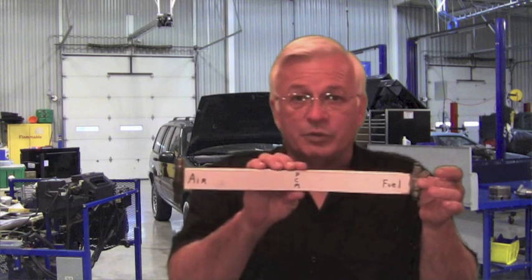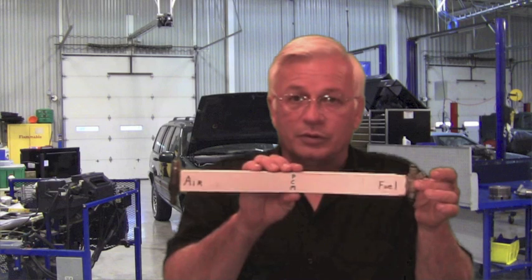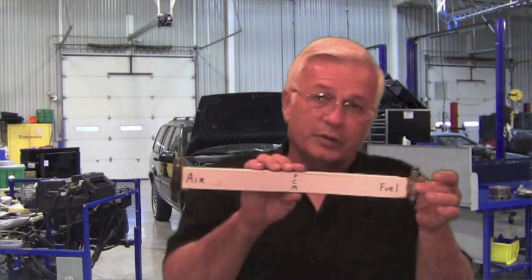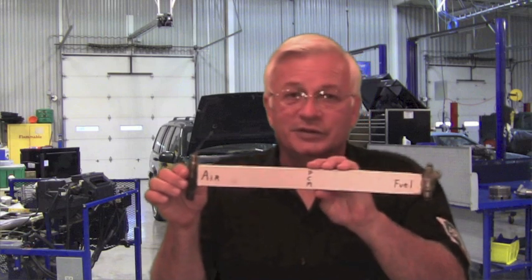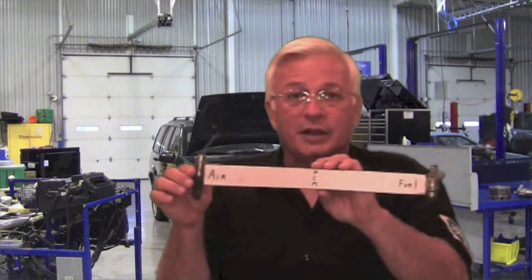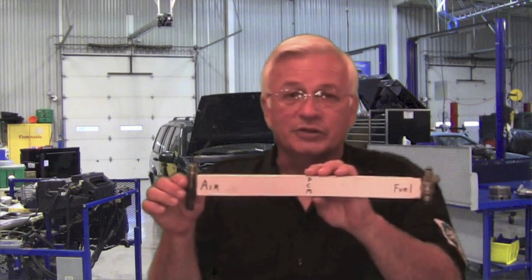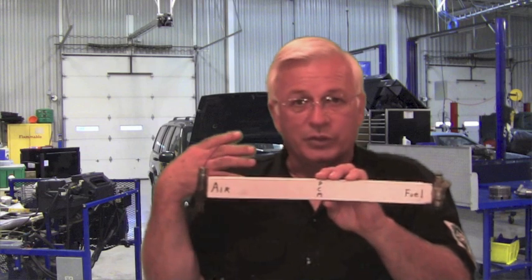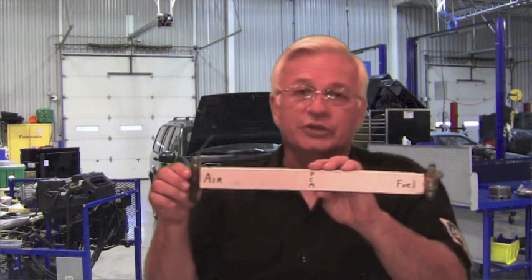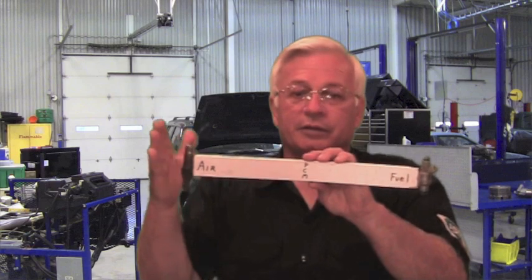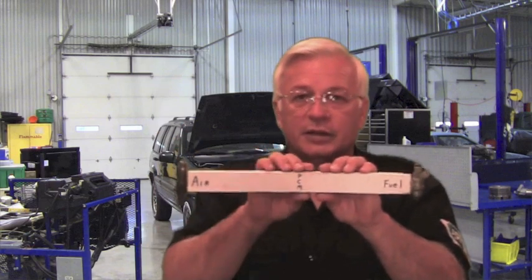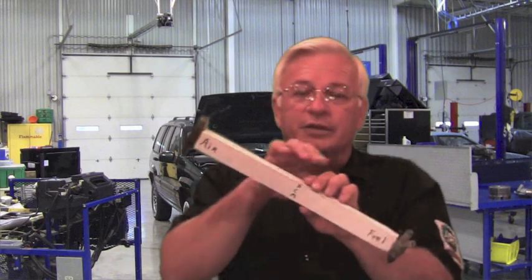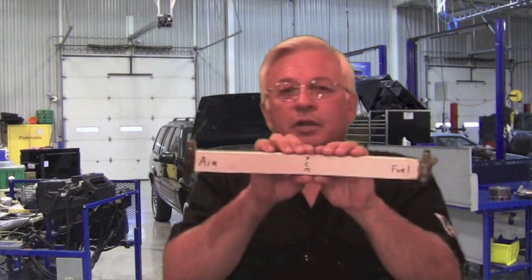Now the fuel injector simply does what it's told. It either squirts fuel or it doesn't, or it squirts a little bit or a little more. The oxygen sensor does not squirt oxygen. The oxygen sensor reads the amount of oxygen that's being brought through the engine. So the oxygen sensor reports data to the computer. Now the computer gets this data, calculates, and tells the fuel injector what to do.